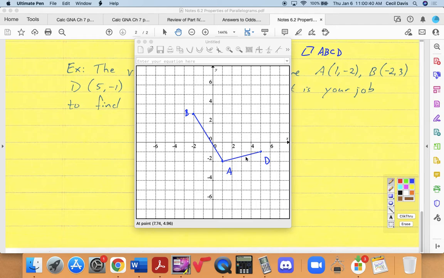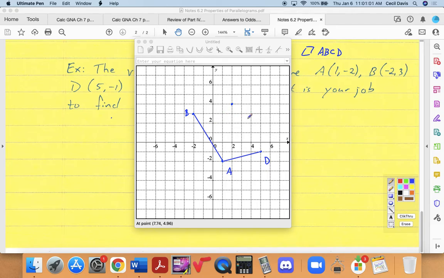Would it be 1 over 4? It goes up 1 and to the right 4. So then I want to recreate that up here at the top. I want to go up 1 and to the right 4. That way, this is the same length and the same slope.